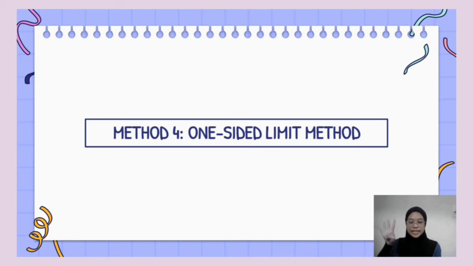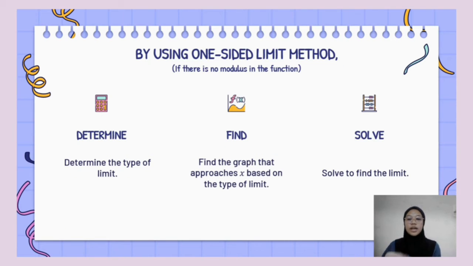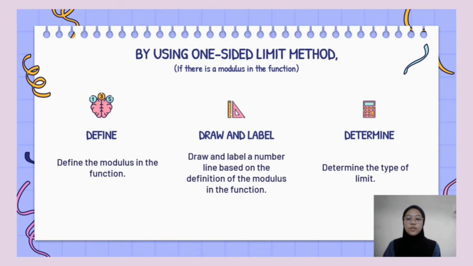The fourth method is the one-sided limit method. First, we need to know the definition of one-sided limit. Then, we need to identify whether there is a modulus or not in the function. If there is no modulus in the function, there are 3 steps that we need to do. The steps are determine, find, and solve. If there is a modulus in the function, then there are 8 steps that we need to do as shown in the slides.